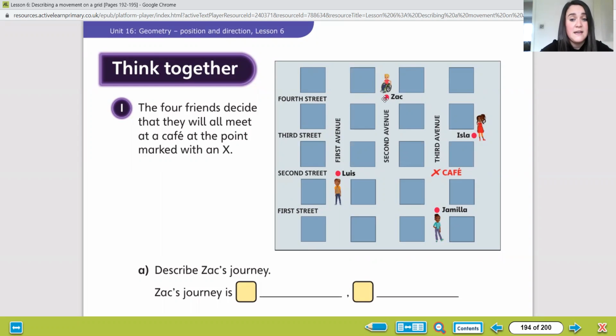Perfect. Some of you might have said 1 to the right and 2 down. Okay, because similarly to the Discover question, we're going down 2 times and we're going to the right 1 time. We've just switched up the order in which they take those directions. So Zach's journey could be 1 right, 2 down, or 2 down, 1 right. Okay, happy?